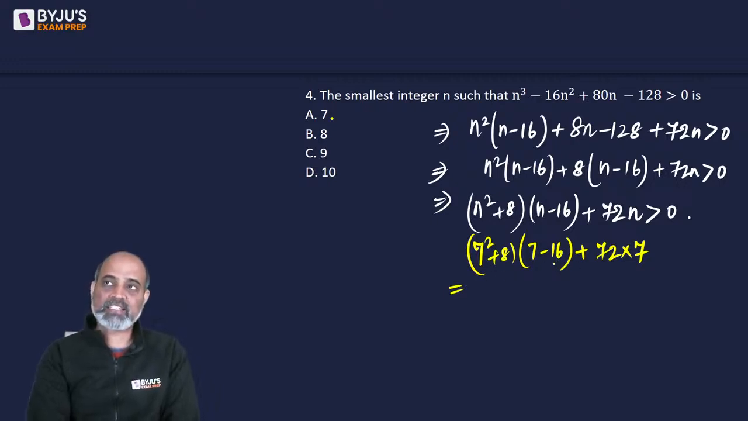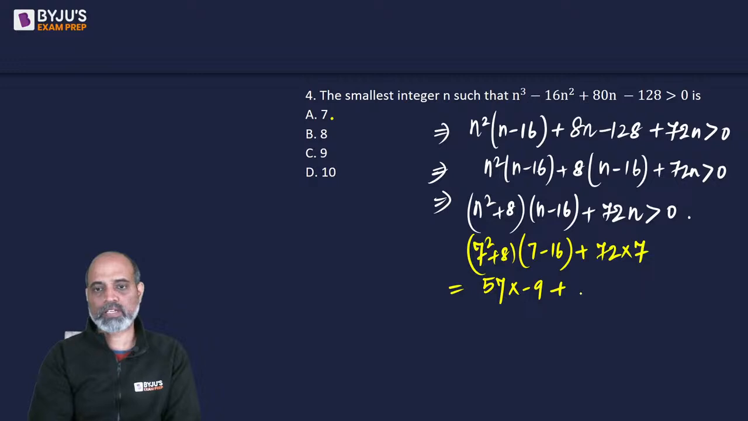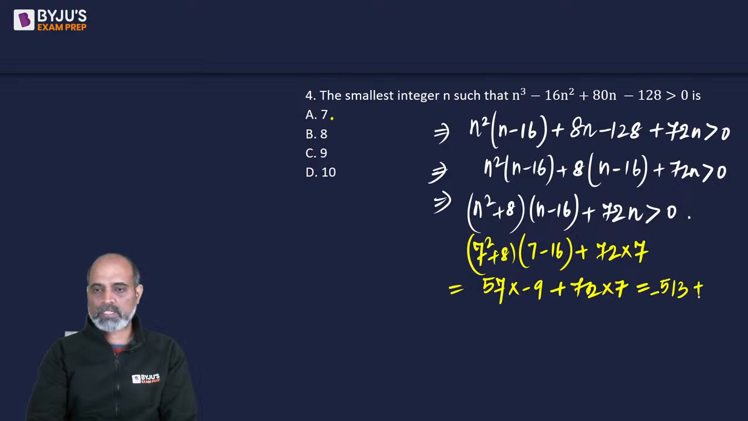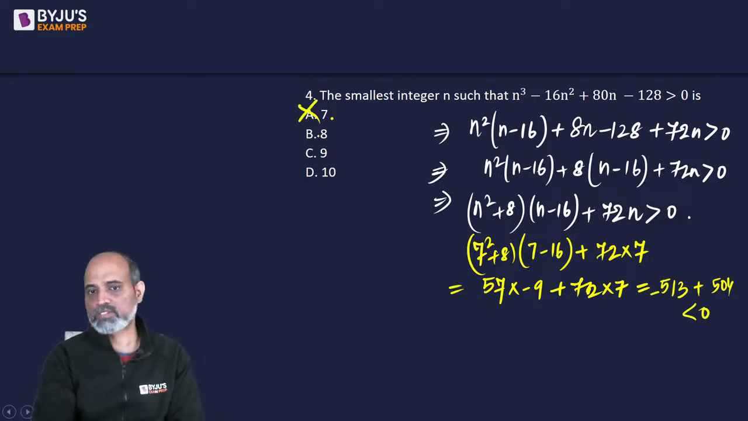So 7 minus 16 is going to be minus 9, and 49 plus 8 is going to be 57. So we have 57 into minus 9 plus 72 into 7. This will become minus 513 plus 72 into 7, so minus 513 plus 504. So this turns out to be negative. So 7 is not our answer.